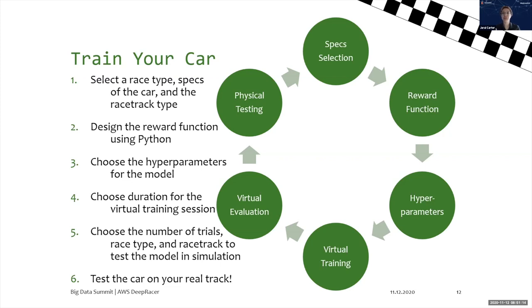The next step would then be choosing the duration for the virtual training session. So you can actually decide, okay, how long do you want your model to train for? And it's really cool because you can actually watch the virtual simulation training in real time. And then you would choose the number of trials, the race type and the racetrack to test the model in simulation. So this is the evaluation process. You've trained it, now you want to see how well it works, so you can do that virtually. But after that, again, I recommend physical testing. While it may have worked great in the virtual evaluation, still seeing how it works in the real world is pretty cool as well.